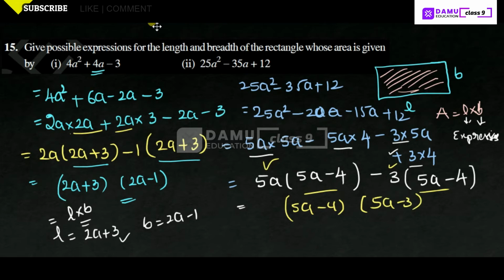What is the length and breadth? Length, you can take 5a, minus 3 is greater than minus 4, so length into breadth. So area we have divided into length into breadth, that is, length will be equal to 5a minus 3 and breadth will be equal to 5a minus 4. Like this we need to write.